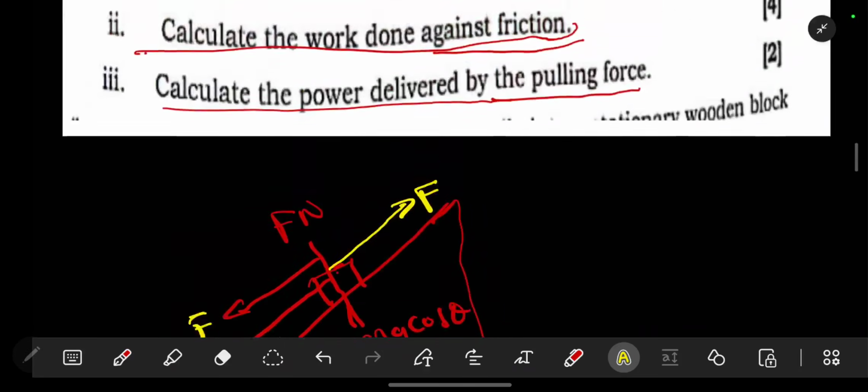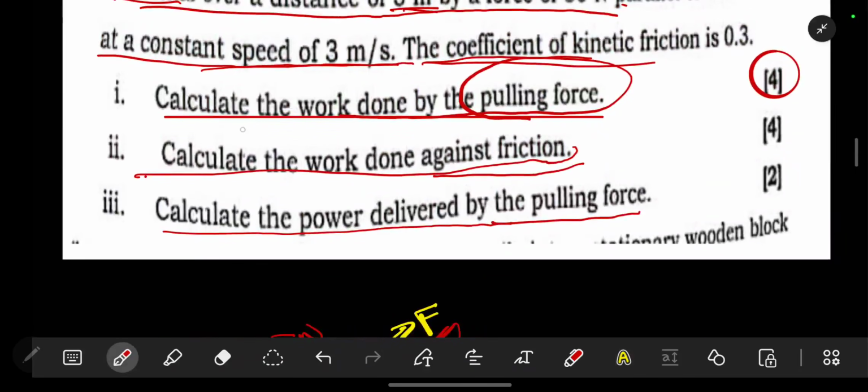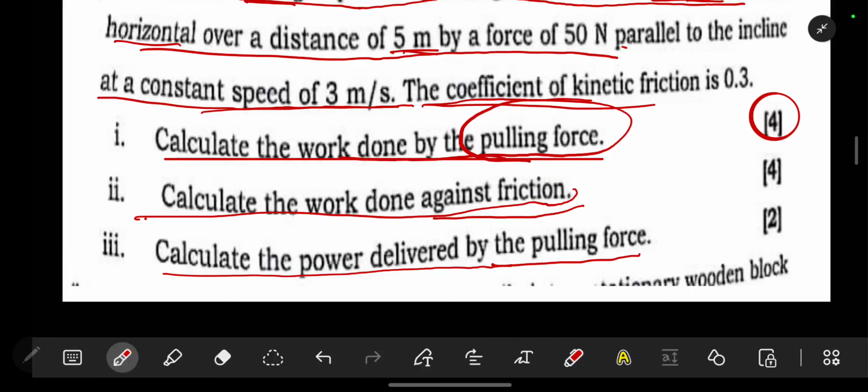So for the first one, it says calculate the work done by the pulling force. Specifically the pulling force. If you don't have the pulling force, you have to find it, but if they have given it to you, just use the pulling force. Now for some of you, you might be misled by the 4 kg, which might confuse you.